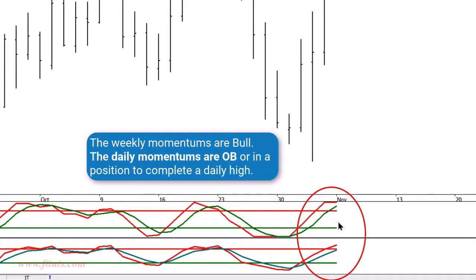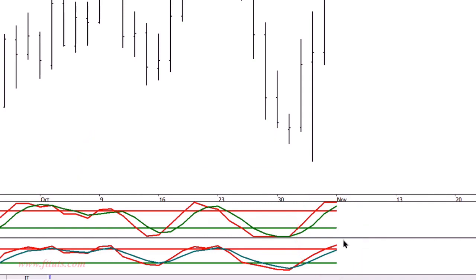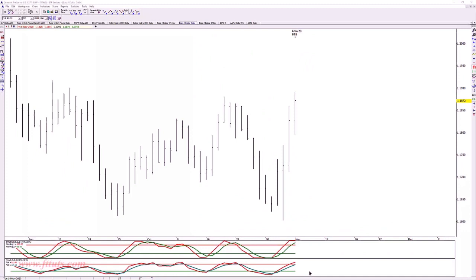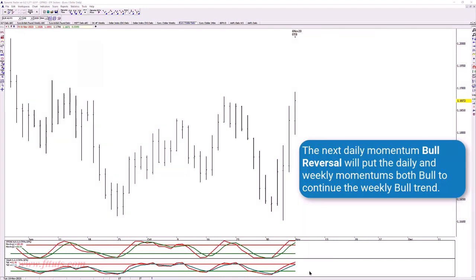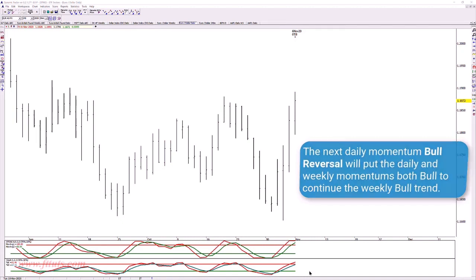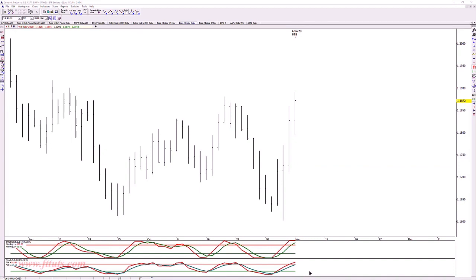A daily high would be followed by a daily momentum bear reversal, sideways to down probably 3 to 5 days. What we want to do now that the weekly momentum is bullish, we want to go to the smaller time frame daily momentum, and when the daily momentum cycles and makes a bull reversal, then the daily and the weekly momentums will be bullish, and that's what we call a dual time frame momentum setup to continue the higher time frame weekly bull trend. It's pretty simple stuff, isn't it?